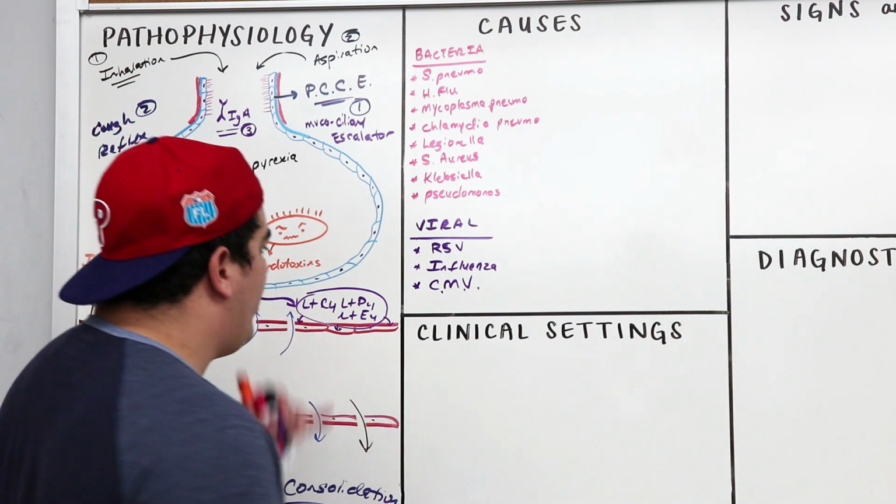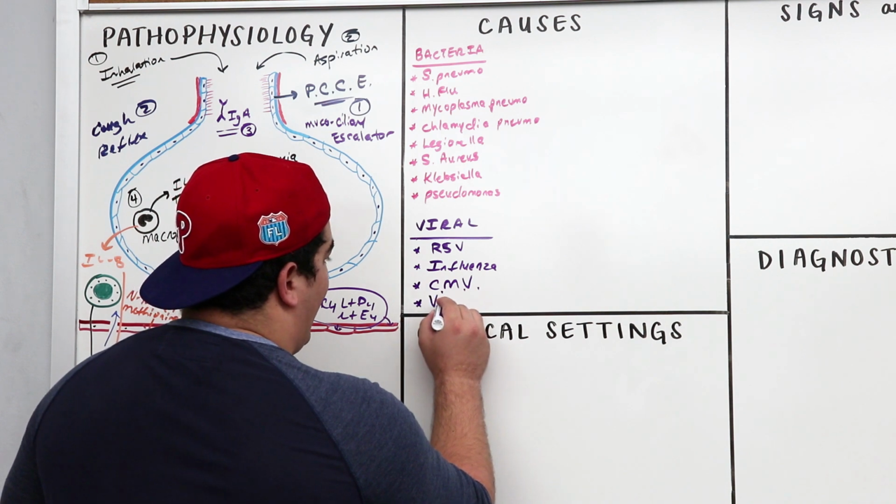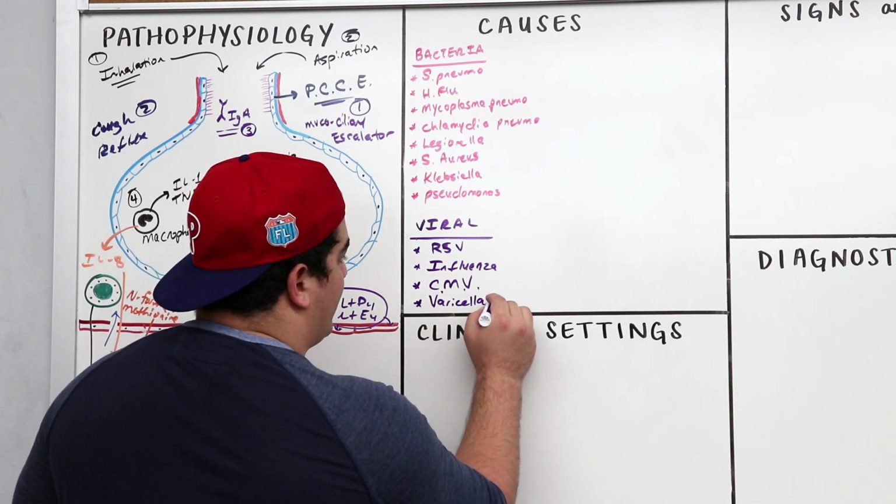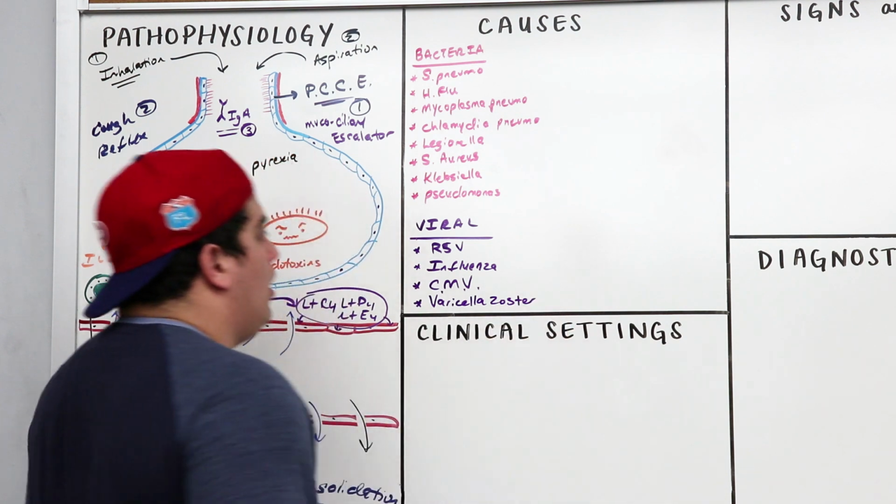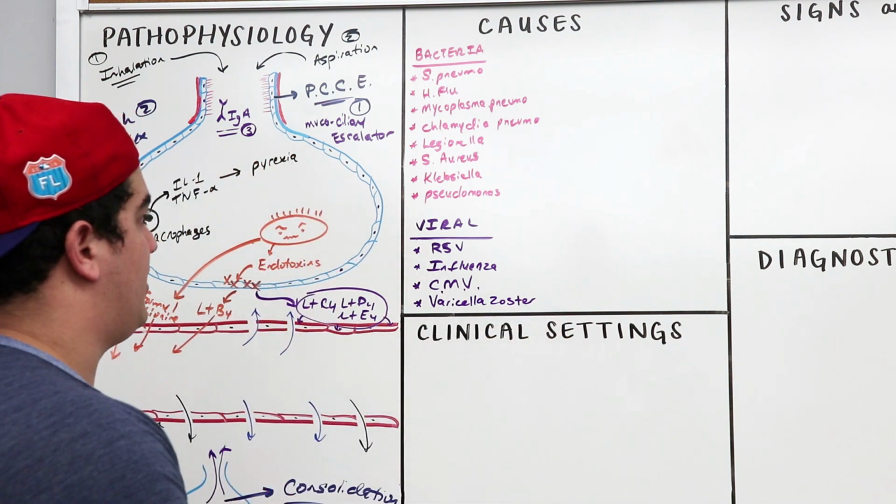There is another one, we can put it in there. It's really severe in adults. It can cause some pretty nasty pneumonia. That's just called varicella zoster. Okay, so that's our viral causes.